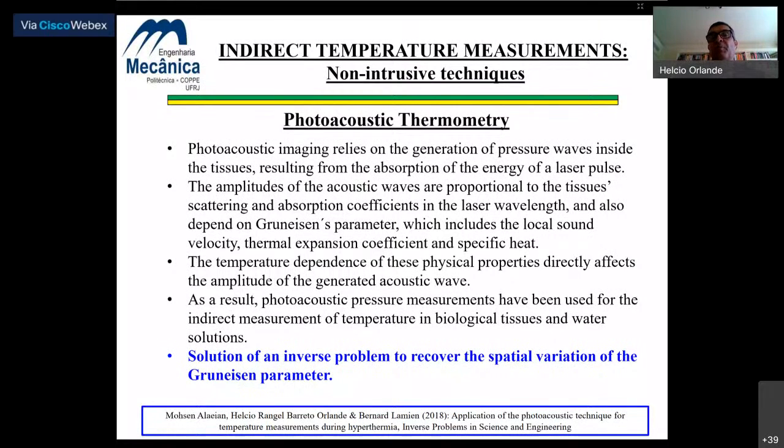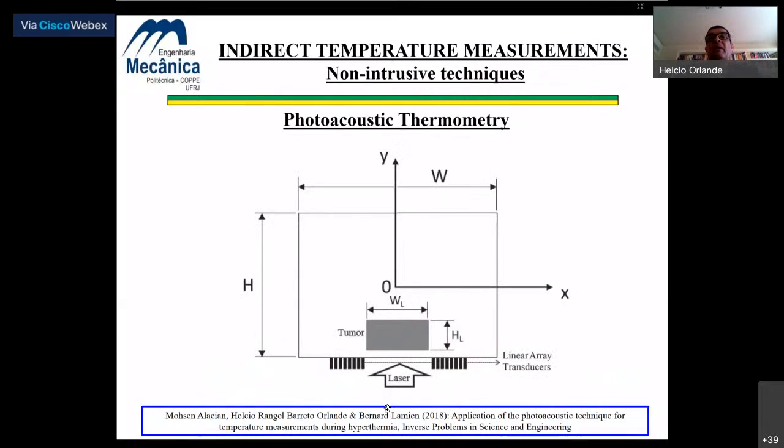As a result, photoacoustic pressure measurements have been used for the indirect measurement of temperature in biological tissues and water solution. As for the magnetic resonance thermometry, photoacoustic temperature measurements can be obtained by direct inversion of a very simple equation. But the solution of an inverse problem can reduce the measurement uncertainties. In this case, we solved an inverse problem to recover the spatial variation of the Grüneisen parameter, which has been shown to be a linear function of the temperature.